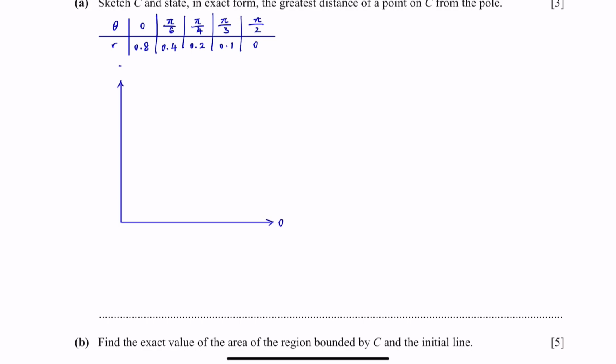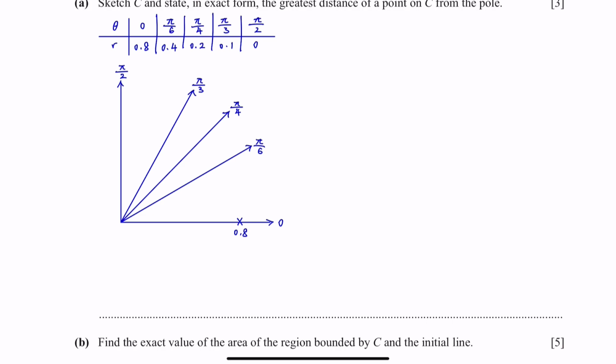This is 0, this is pi over 2, pi over 4 will be in the middle, around here. Pi over 6 would be around here. And pi over 3 would be around here. So when theta is 0, r is around 0.8. So let's put it here.